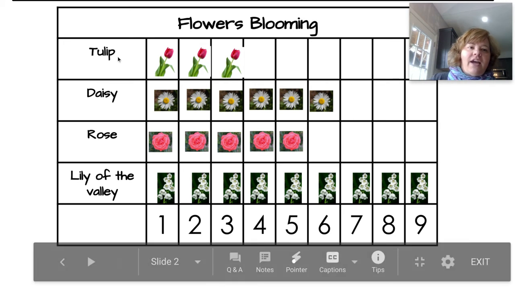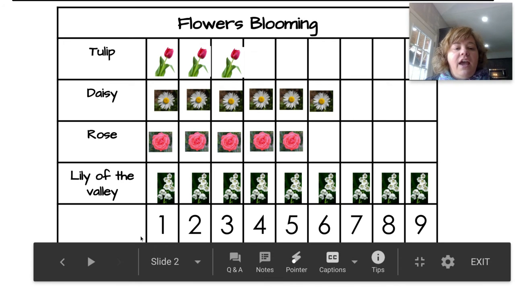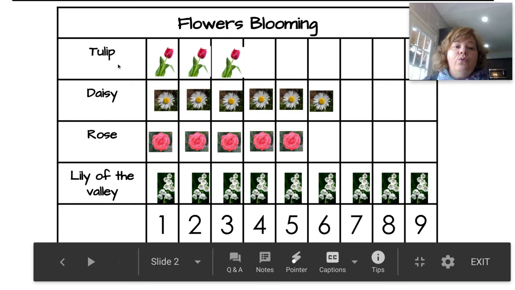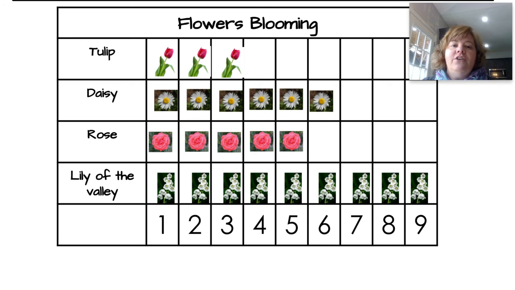And you'll notice down this side, I have the names of some different flowers. And along the bottom, we have the numbers to count the flowers. So we have tulips, daisies, roses, and of course, lily of the valley. So take a minute and look at the graph, and then I will ask you some questions that you can solve. First, I'd like you to look at each kind of flower and see how many there are. Then, if you need to, get some scrap paper. You can count on the graph, you can draw dots, you can use your fingers, whatever you need to do.